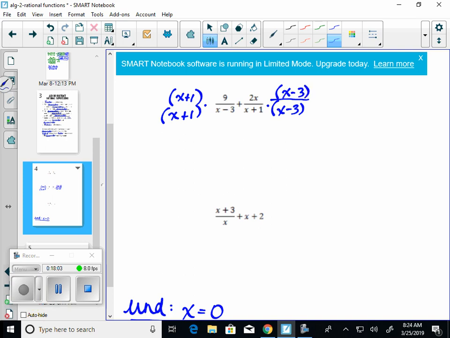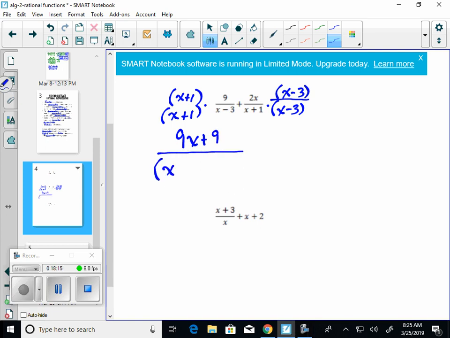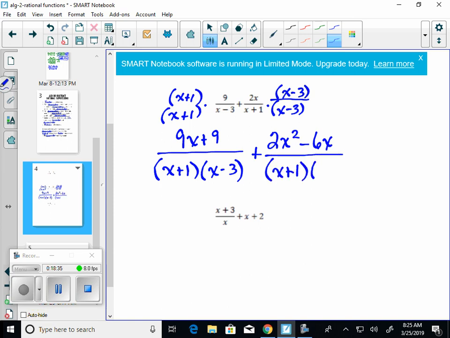I want you to go ahead and take care of that, and let's see if we can get to the same answer. So I'm going to pause. So when you distribute, did you get 9x plus 9 over x plus 1 times x minus 3? And then I'm going to add to that 2x squared minus 6x over x plus 1 times x minus 3. Were you able to get that far?